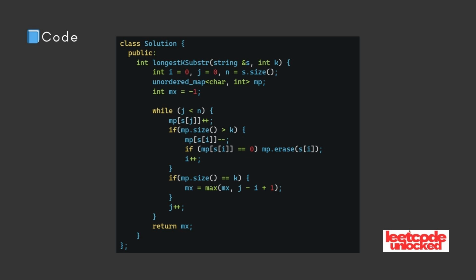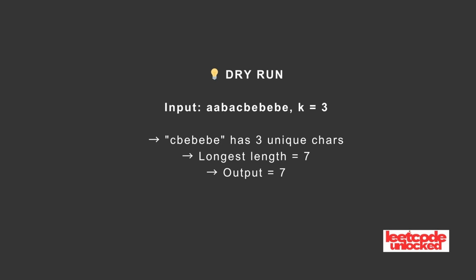Let's dry run on s equals abacbebebe, k equals 3. Initially map is a, 2 unique, keep expanding. After reaching cbebebe, map equals c, b, e, exactly 3 unique, valid, length 7. We continue, but no longer substring meets the condition. Final answer equals 7.